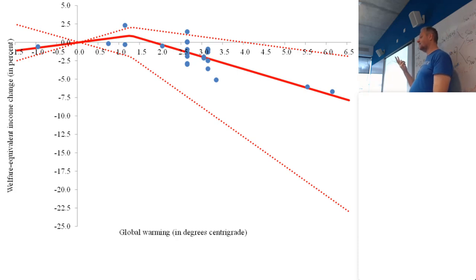And of course, the driver is more CO2 in the atmosphere, which makes plants grow faster and more drought-resistant. Right. So those are the initial benefits. Those initial benefits quickly disappear, and the negatives of climate change start to dominate fairly rapidly.